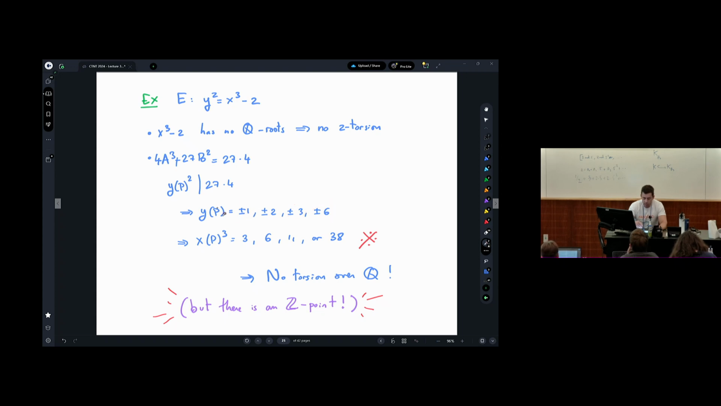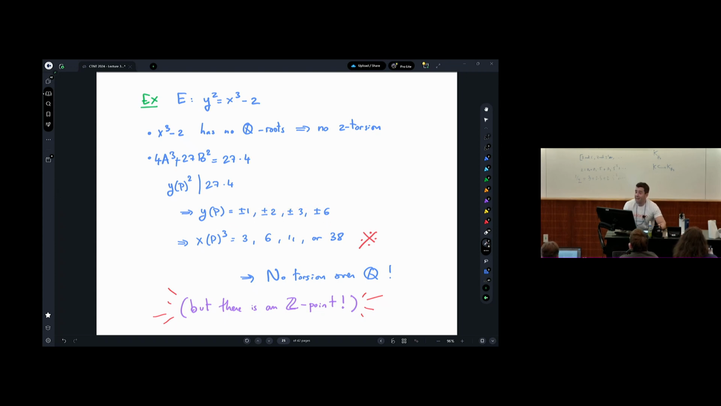And then if you take one of those, I know what the x is. For example, if y is 1 or minus 1, then x cubed would be 1 plus 2. So x cubed would be 3, which of course is not a cube in Q, so that doesn't work. So x cubed would be 3, 6, 11, or 38, and none of them work, so there's no torsion over Q at all.